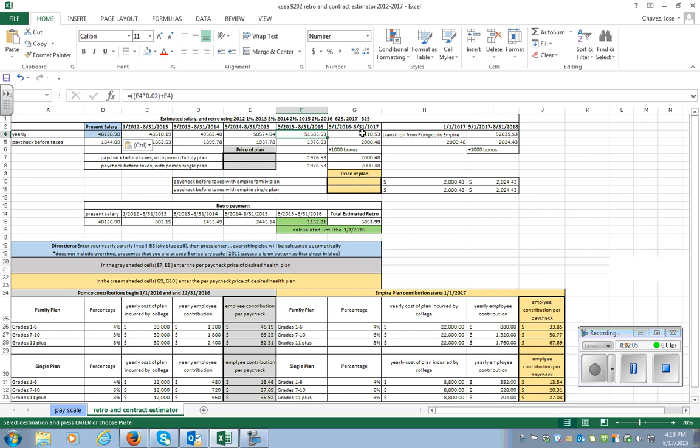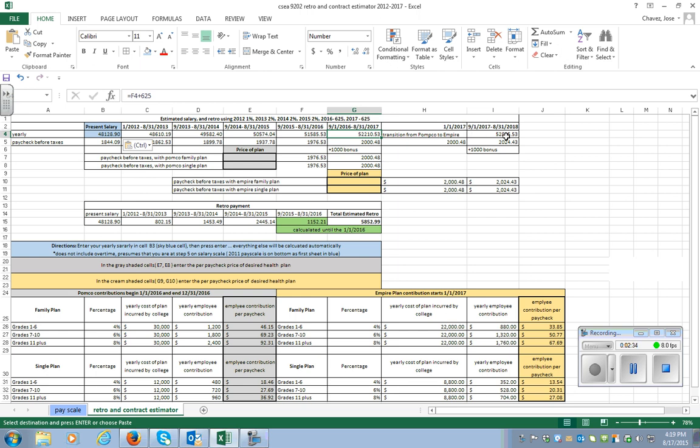Then in September 2016 to the end of August 2017, we get a $625 raise to the salary. And we also get a $1,000 bonus. That $1,000 bonus does not count as salary, but will be a pensionable amount. Next date to note is January 2014. That's when we transition from Palmco to Empire.